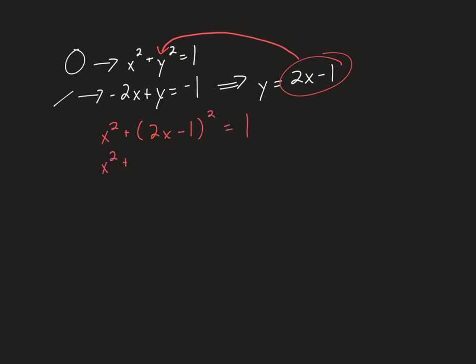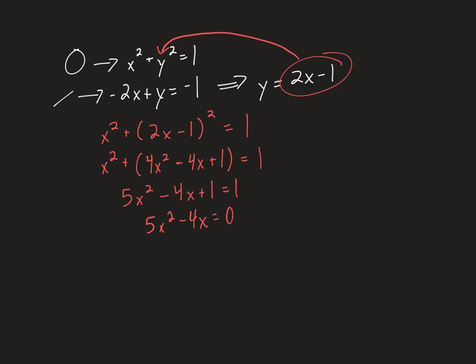So if we square this out, we get 2x squared in parentheses, which is really 4x squared, a negative 2x and another negative 2x, which is negative 4x, plus 1 equals 1. So we'll combine like terms. So we get 5x squared minus 4x plus 1 equals 1. It's quadratic, so we'll set it equal to 0. If you subtract 1 from both sides, you get 5x squared minus 4x equals 0.